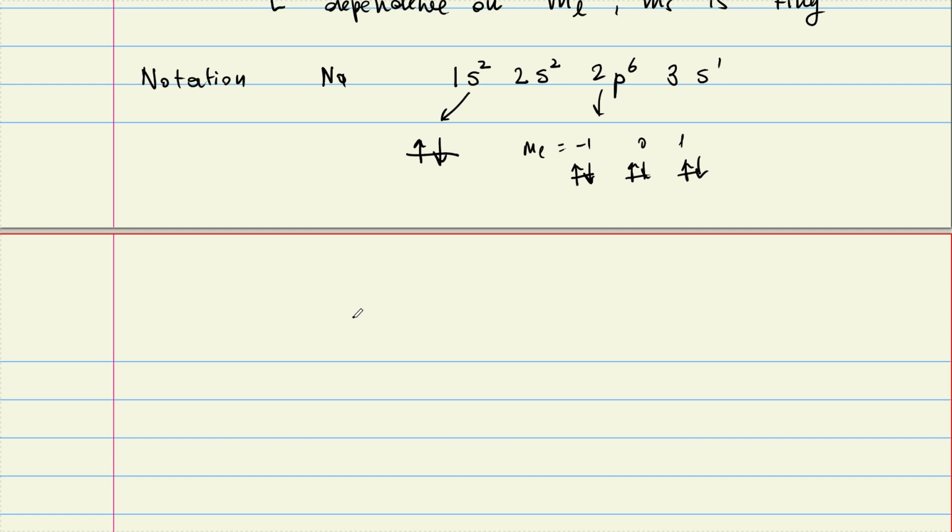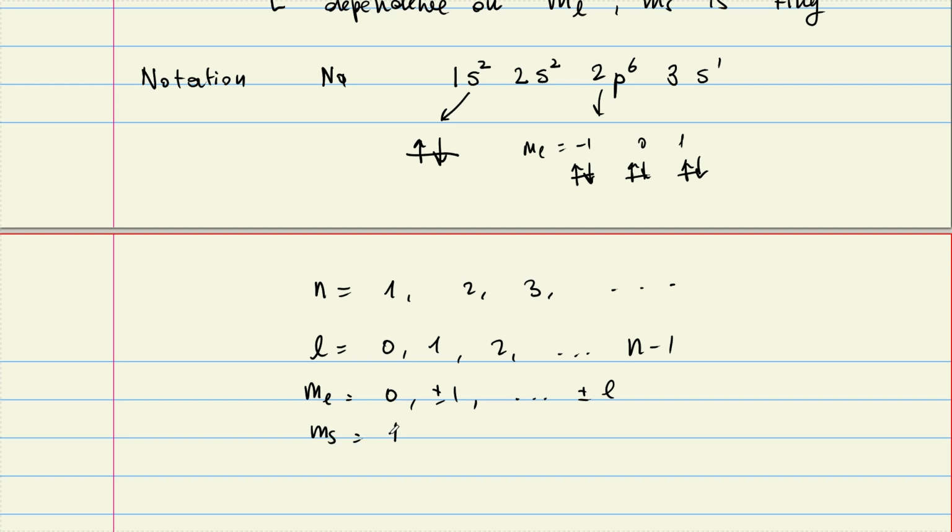So let me just outline the rules. N can be 1, 2, 3, dot, dot, dot. L can be 0, 1, 2, dot, dot, dot, all the way up to n minus 1. ML can be 0, plus or minus 1, all the way up to plus or minus L. And MS can be up or down, or plus a half or a minus a half.